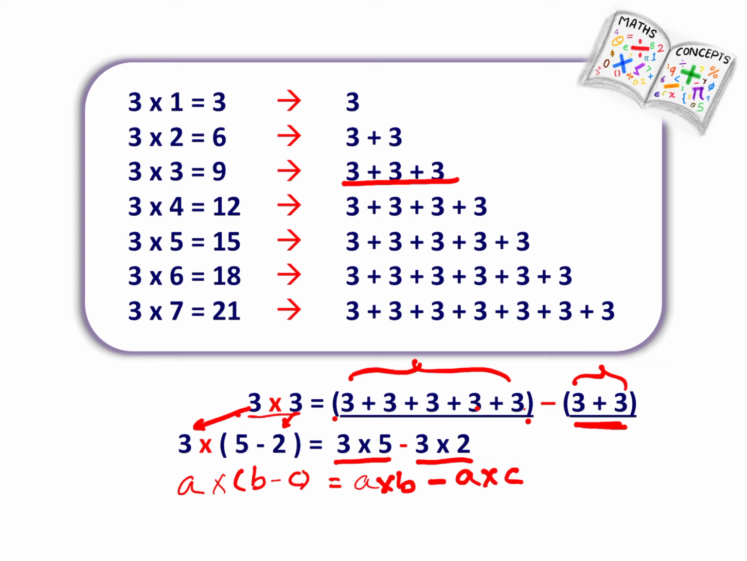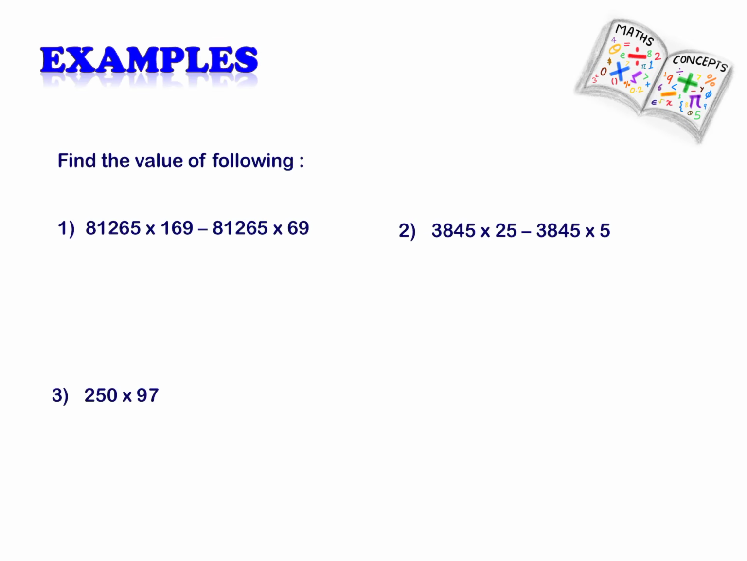Now let's see a few examples for this. First example, 81,265 into 169 minus 81,265 into 69. Here we see there is a common number on both sides of subtraction, so we will bring it to the left side and then do subtraction in the bracket, 169 minus 69, which gives me 100, and the problem has become really easy to solve. 81,265 into 100 gives me 81,26,500.